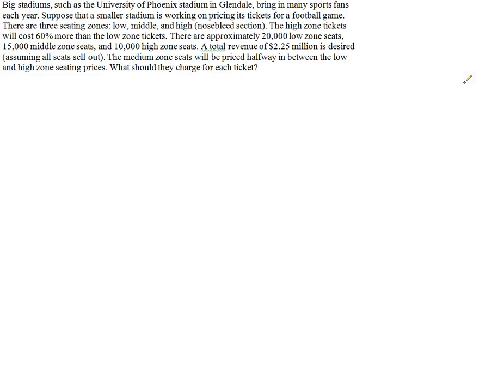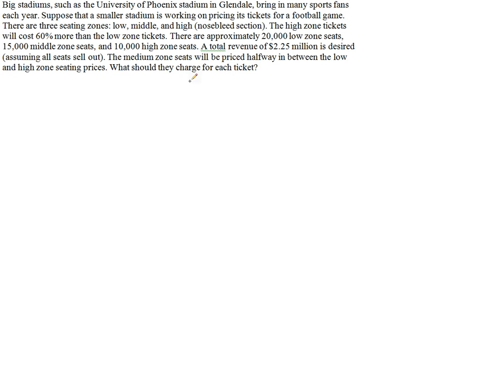The high zone tickets will cost 60% more than the low zone tickets. There are approximately 20,000 low zone seats, 15,000 middle zone seats, and 10,000 high zone seats. A total revenue of $2.25 million is desired, assuming all seats sell out. The medium zone seats will be priced halfway in between the low and high zone seating prices. What should they charge for each ticket?